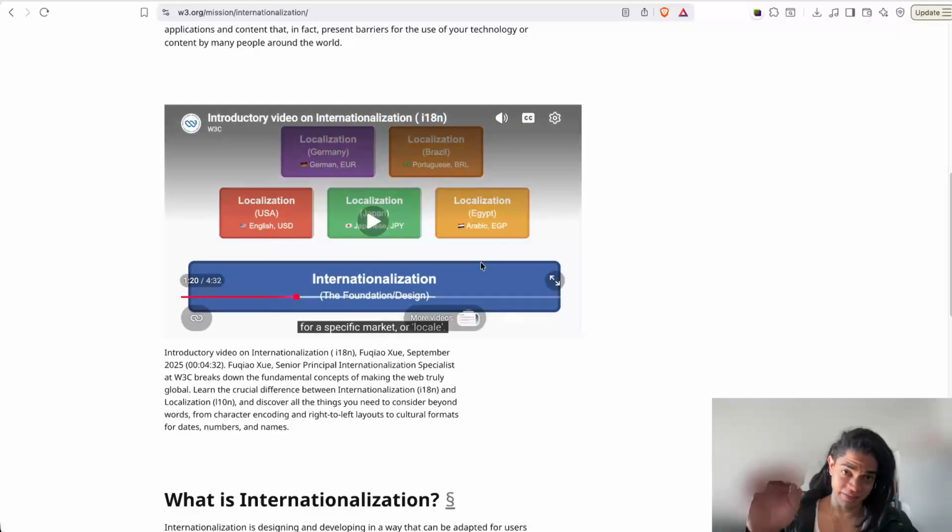This is the reason why I'm actually reading the spec and looking at the source here. Look, this is where translation happens.